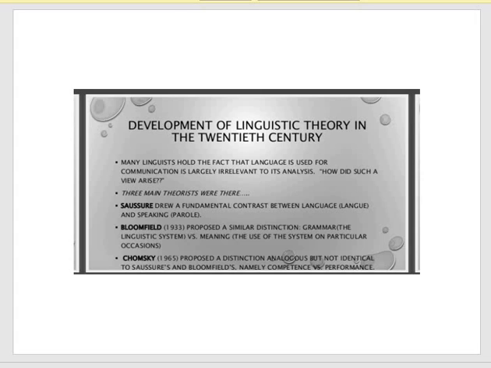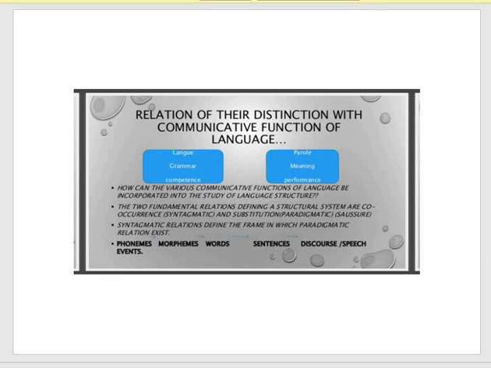Saussure drew a fundamental contrast between language and speaking. Bloomfield proposed a similar distinction: grammar, the linguistic system, versus meaning, the use of the system on a particular occasion. Chomsky proposed a distinction analogous but not identical to Saussure's and Bloomfield's, namely competence versus performance. So there is a relation of their distinctions with the communicative function of language. Language, grammar, competence; speaking, meaning, performance.